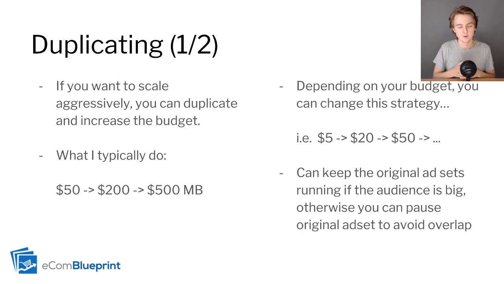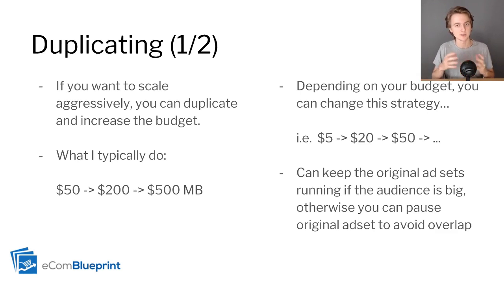And so, if you're running at high budgets and the audience is smaller than like 1 million people, then you would probably want to turn off the original ad set to avoid overlap. But if you have an audience of like 100 million people or 50 million people, realistically, you can duplicate a lot and you're not going to get audience overlap because the audience is so big. And so that's what you can do with duplicating, and it's really for scaling aggressively.